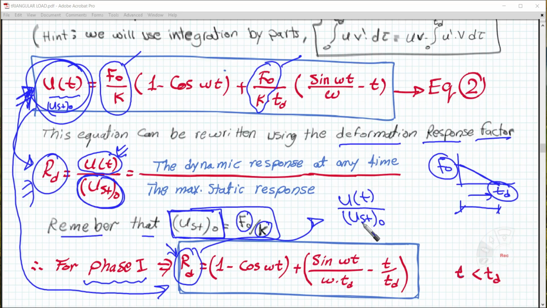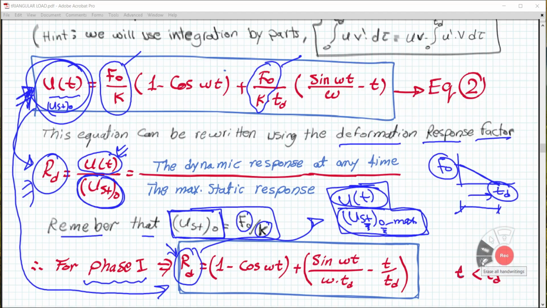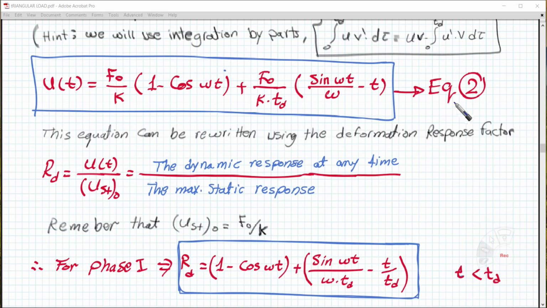What is the meaning of U static node? Static means that it is a static force. Node means maximum. So we have this relation: the dynamic response at any time over the maximum static response that we have. Then this equation, which is equation 2, let's clean everything here. This equation, equation 2, is going to be represented by this equation, which is in terms of RD.